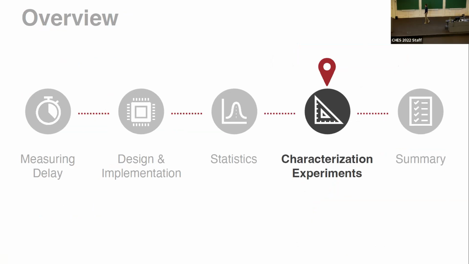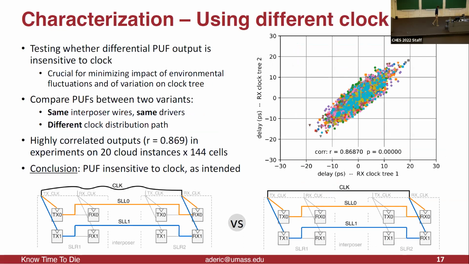And so I'm going to talk about some characterization experiments that we did. The first one, you remember that I talked about differential delay, right? So the first thing that we looked at is changing the clock tree and seeing how that impacts what we get out. I have two designs here at the bottom, and both of them are basically the same except for the clock tree. Once we change the clock tree, we get delays out, you map it, and you get this nice positive correlation, which is pretty strong, right?